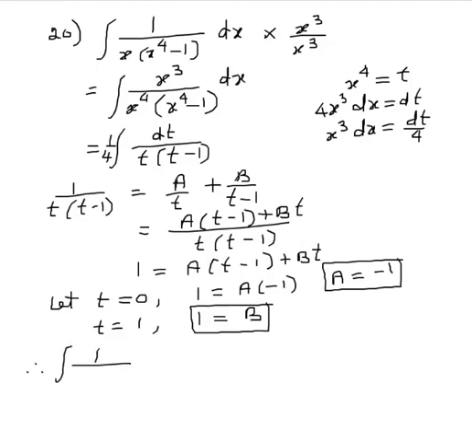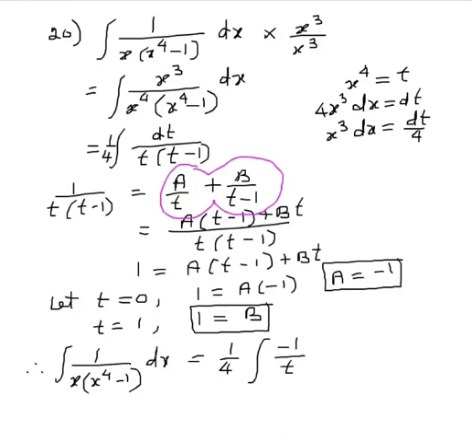Therefore, the given integral is equal to, there is 1 by 4 outside, don't forget that. And let us split this into partial fraction and write it in this form. A is minus 1 by t and b value is 1, so 1 by t minus 1 dt. Let us integrate.